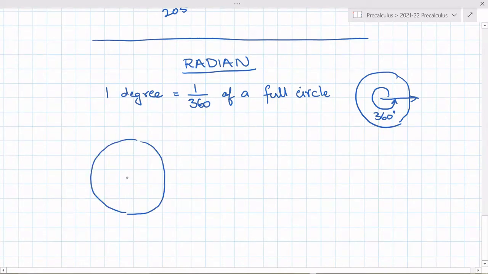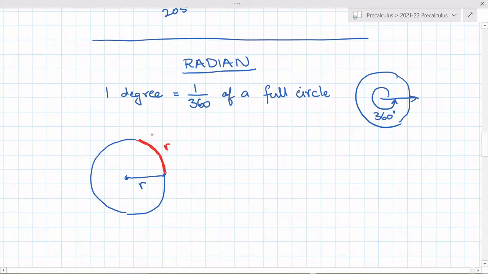If I have a circle, what is this? This is the radius, right? Let's say its radius is r. Let's say I take a string of the length of the radius and I wrap it on this circle. I took a string that long and I wrapped it here. So suppose this is also equal to radius.